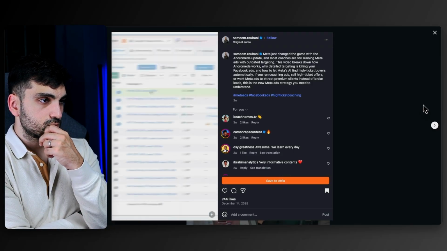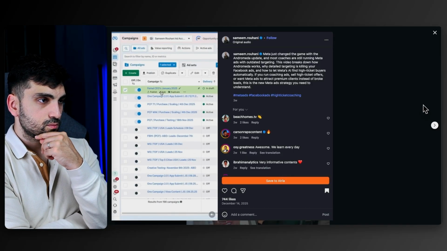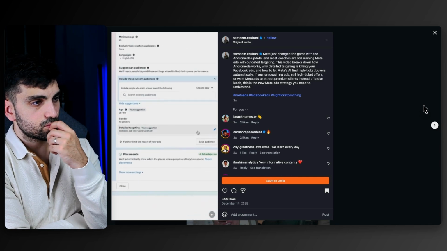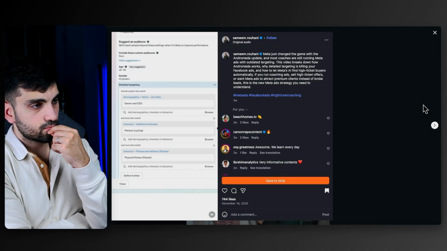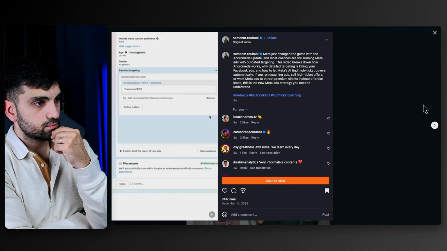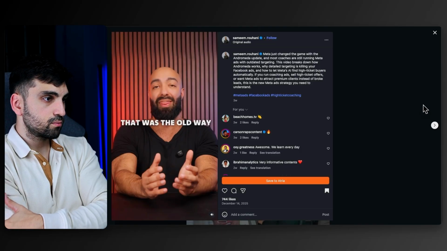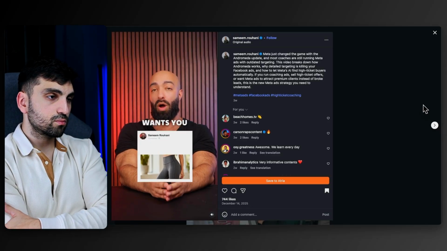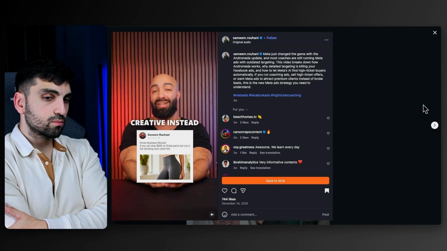Step 1, go to your ads manager, click on a campaign, then click edit on your ad. Find ad set name and scroll down to the audience section where it says detailed targeting. Delete filters like job titles, weight loss interest, or premium buyer behaviors. That was the old way where you told Meta who to target, but now Andromeda wants you to put that information in your creative instead.